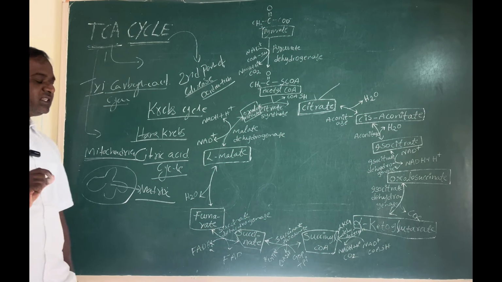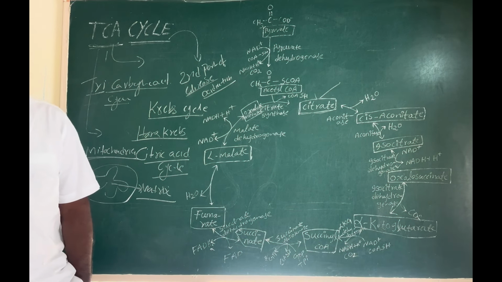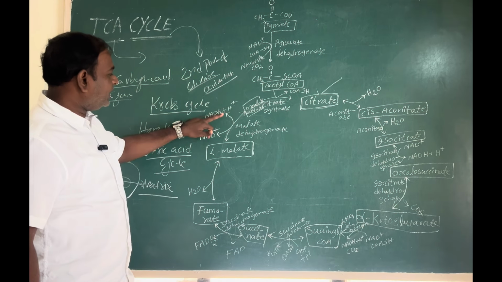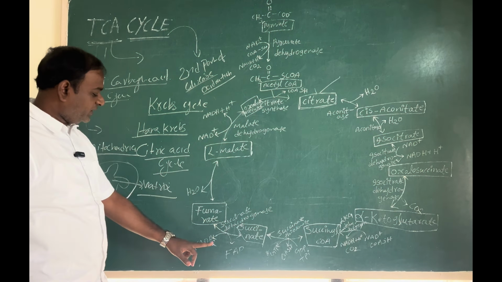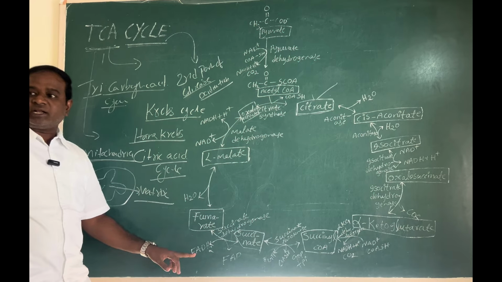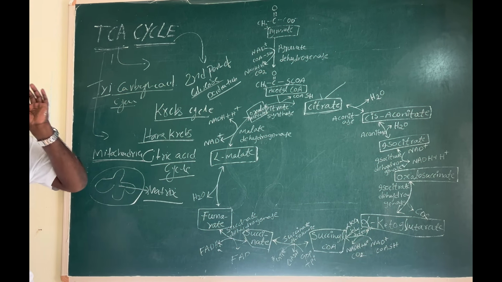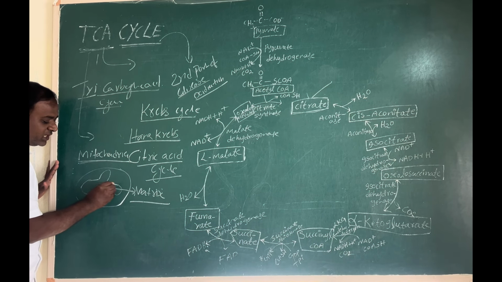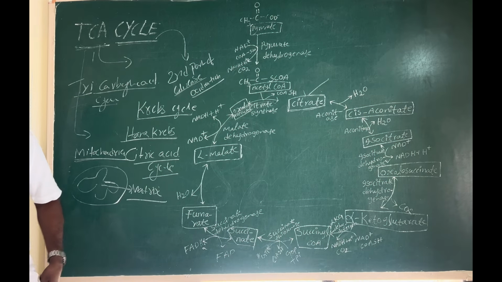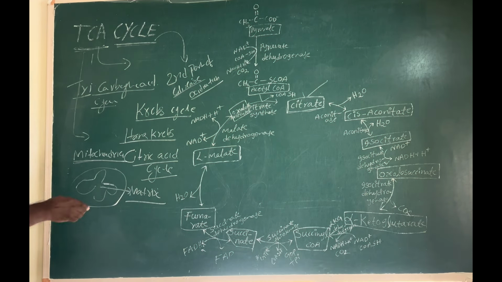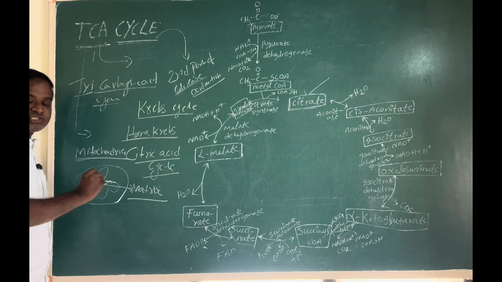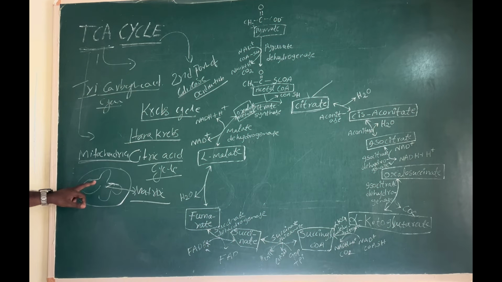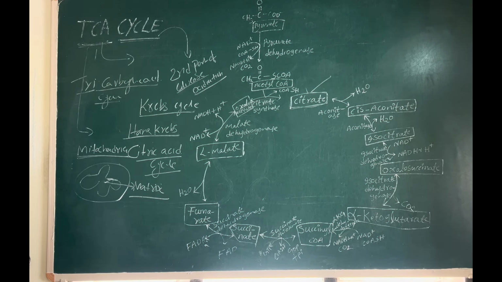And there is another reason why it occurs in the mitochondria. The reducing equivalents like NADH plus H plus and FADH2 produced are entering into the electron transport chain, which is present on the inner mitochondrial membrane. They can easily enter from the matrix to the electron transport chain. That is the reason why the TCA cycle is occurring in the mitochondrial matrix.